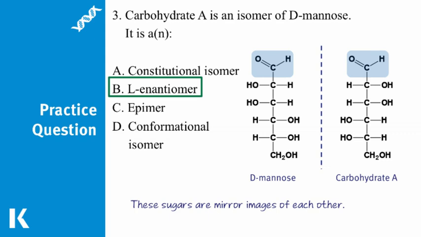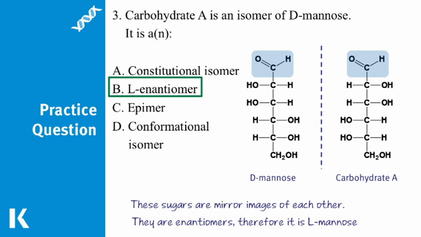Because there are differences at every single stereocenter rather than just one, we can eliminate epimer as a possible answer choice, and we can also eliminate constitutional and conformational isomers, which refer to differences in connectivity or spatial arrangement of the molecule. One of the finer points about this question, because carbohydrate A is the enantiomer of D-mannose, it therefore must be classified as an L enantiomer. Any enantiomer of a D molecule is going to be L, and vice versa.